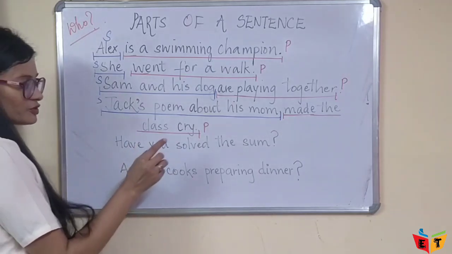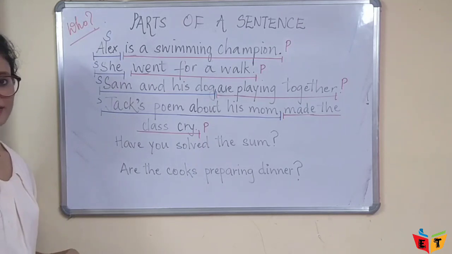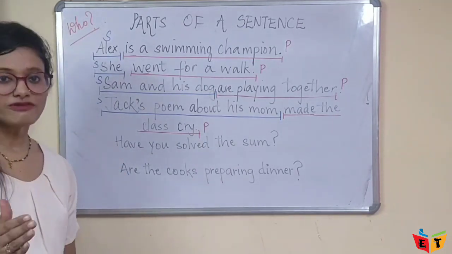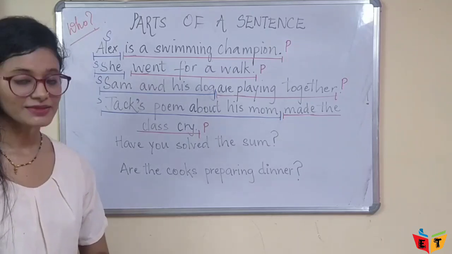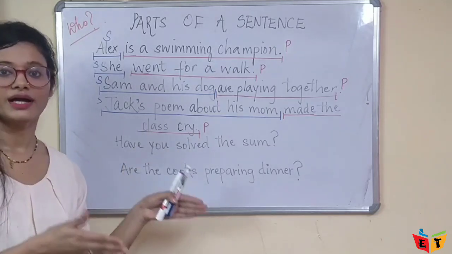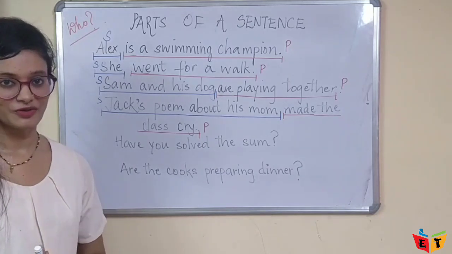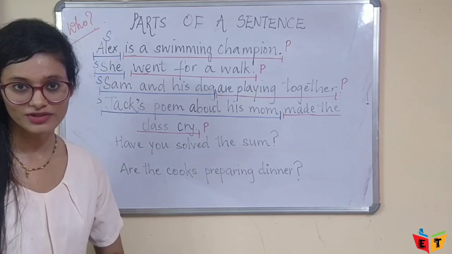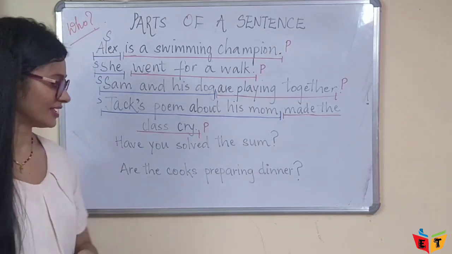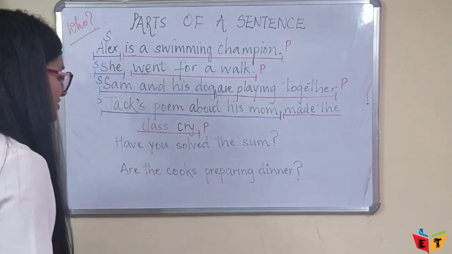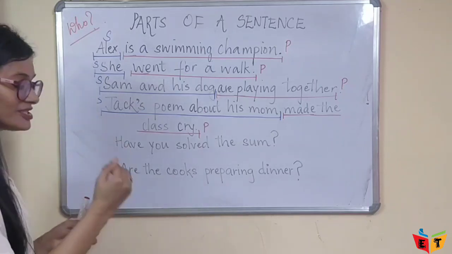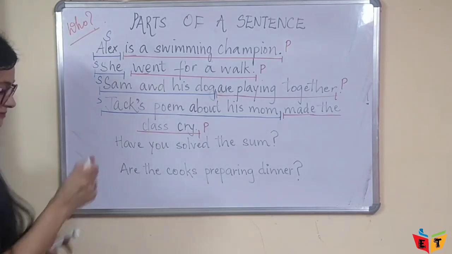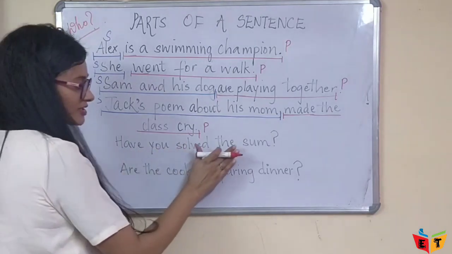So have you solved the sum? There are two ways of finding the subject here. One is that you will find the subject in interrogative sentences between a helping verb and a main verb. Okay, and the second easiest way to find the subject in the interrogative sentence is by changing the interrogative sentence to declarative. Now let's see. Have you solved the sum?